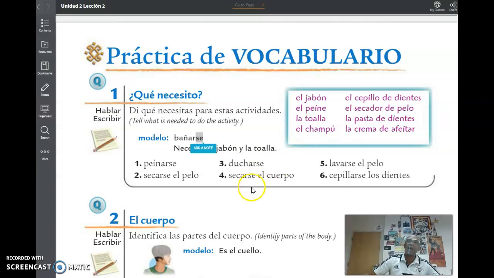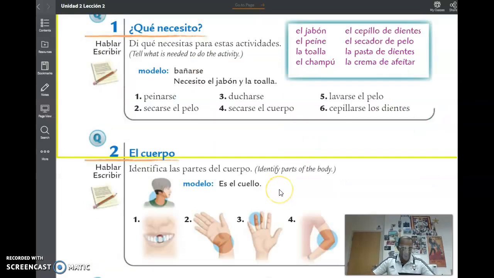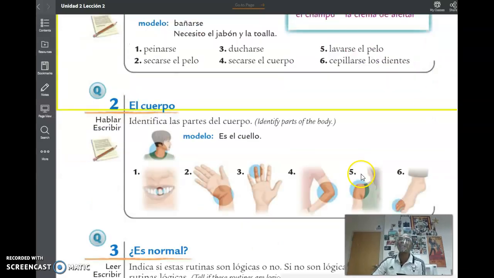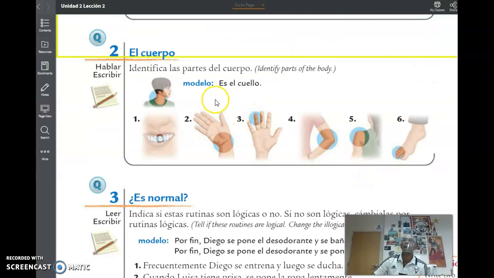So today, the activities are from activity 2-3 from page 116. And what you got to do here is simple, right? Just recognize each part of the body. So let's first of all, let's repeat it together.